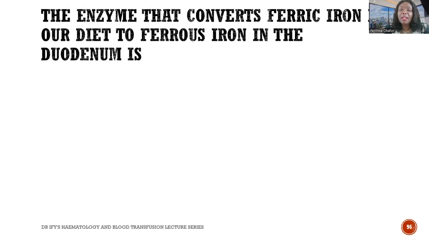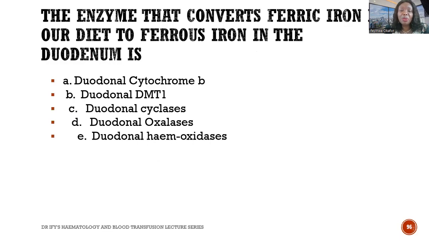The enzyme that converts ferric iron in our diet to ferrous iron in the duodenum is: A, duodenal cytochrome B, B, duodenal DMT1, C, duodenal cyclosis, D, duodenal oxalasis, E, duodenal hemoxasis. Answer A, duodenal cytochrome B.